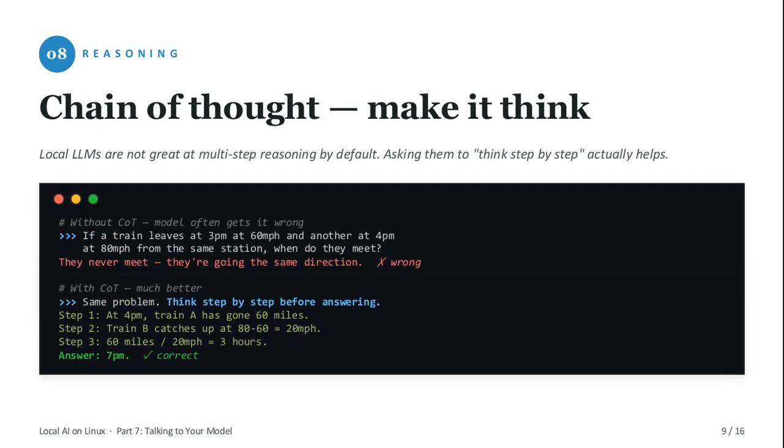The same principle applies to reasoning. Ask a local model a multi-step word problem cold, and it'll often blurt out something confidently wrong, like claiming 2 trains heading the same direction never meet. But add 5 magic words, "think step by step before answering," and the model walks through the math. Distances, closing speed, time to catch up. Same model, same problem, right answer. You're not making it smarter, you're giving it room to work.